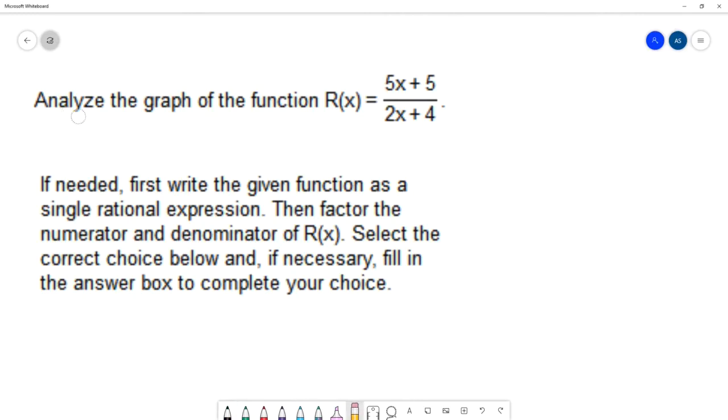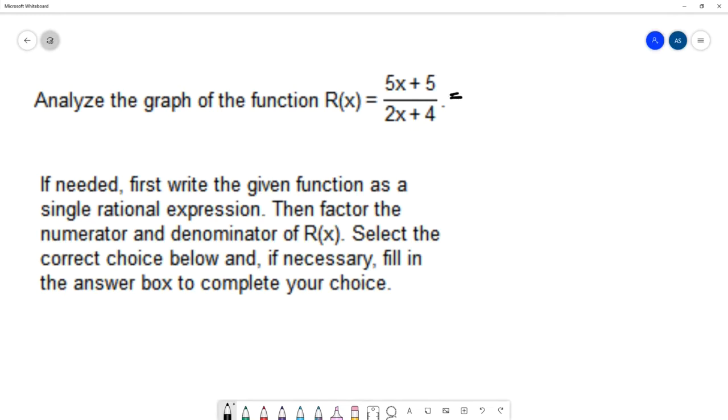On this question, we want to analyze the graph of the rational function r of x equals 5x plus 5 over 2x plus 4. And we're going to go through several steps in solving this problem. The first step is to write this function as a single rational expression. And this is already like that. We have one fraction. And then we're going to factor the numerator and denominator.